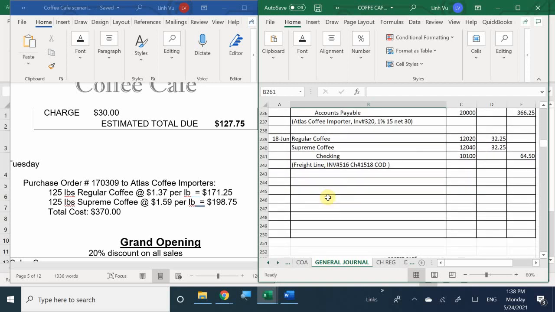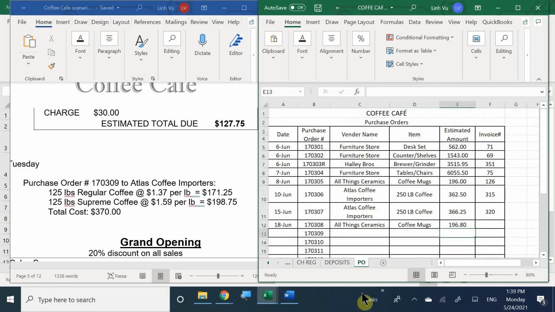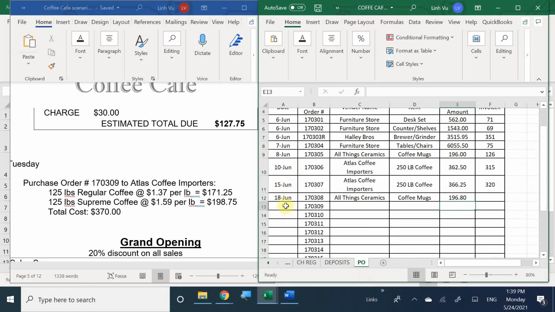Put in a purchase order. Yes, we are going to be doing another purchase order here because what are we buying? Coffee. We're buying coffee. So in this case, another purchase order needs to be submitted. Okay.